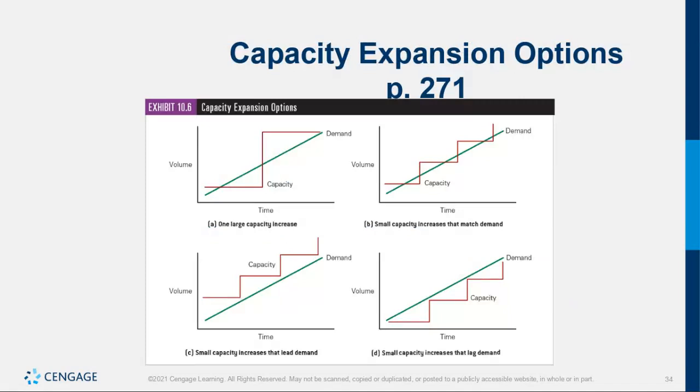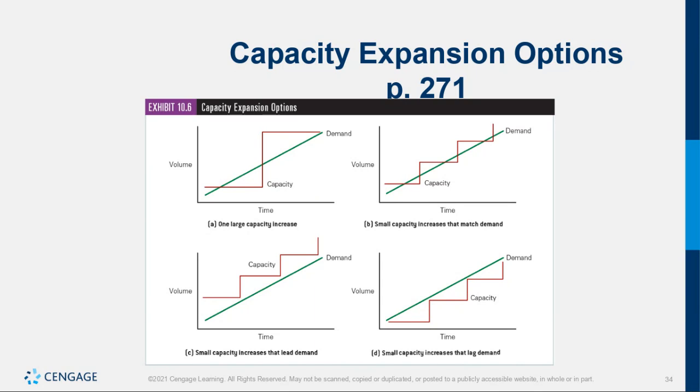So here are the 4 capacity expansion options. These are listed at the top of your page 272. And we're going to talk about each one of these. So this is exhibit 10-6. So hold on just a minute. It might be easier to see in your textbook. So at the top left, you have the A. You have one large capacity increase. This is where you decide to just double the size of the plant.